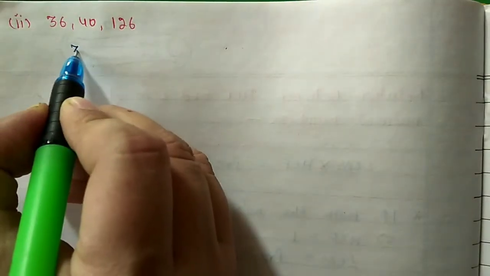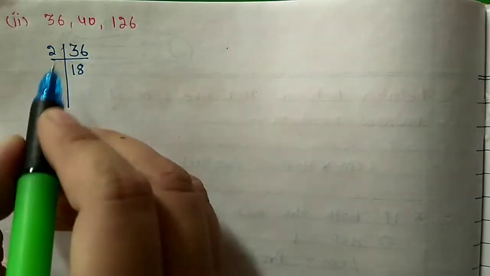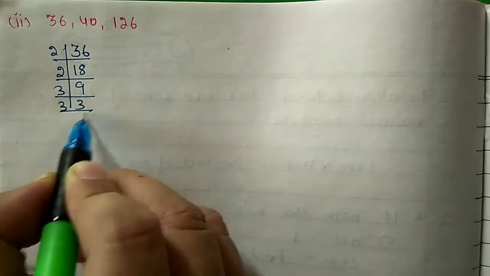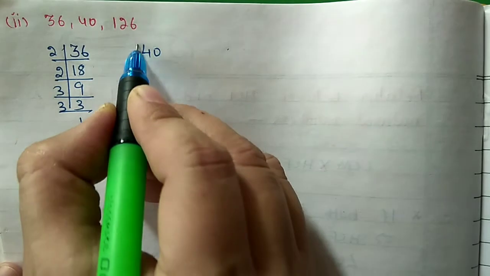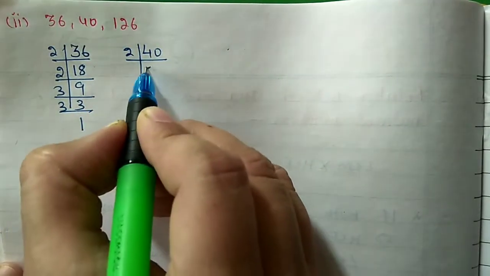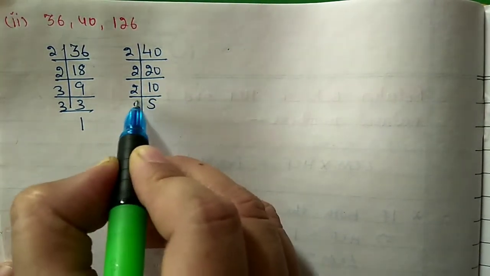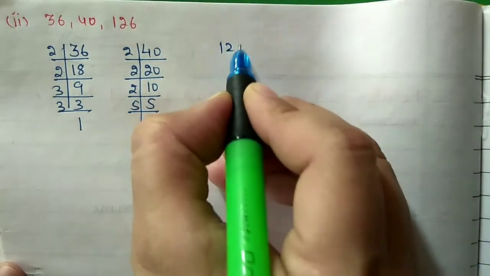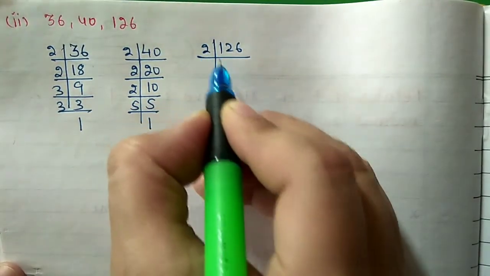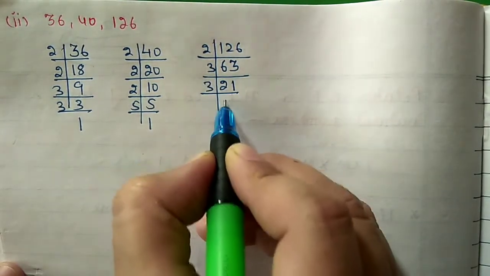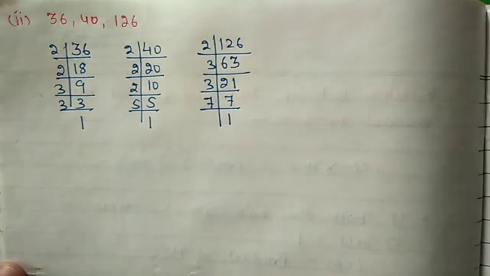Second part, 36, 40 and 126. So first for 36 we will do the factors. 2 18s are 36, then again 2 9s are 18, 3 3s are 9 and 3 1s are 3. Then the next number is 40, the factors for 40. 2 20s are 40, 2 10s are 20, 2 5s are 10 and 5 1s are 5. Next 126, 2 63s are 126, and 3 21s are 63. Then 3 7s are 21 and 7 1s are 7.